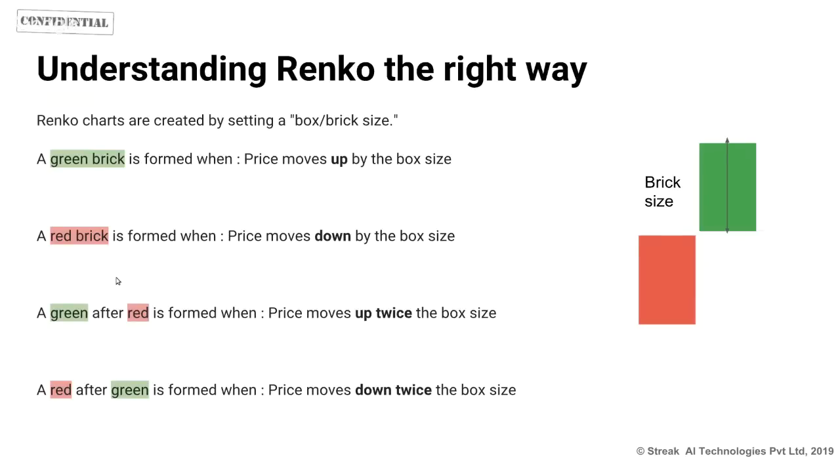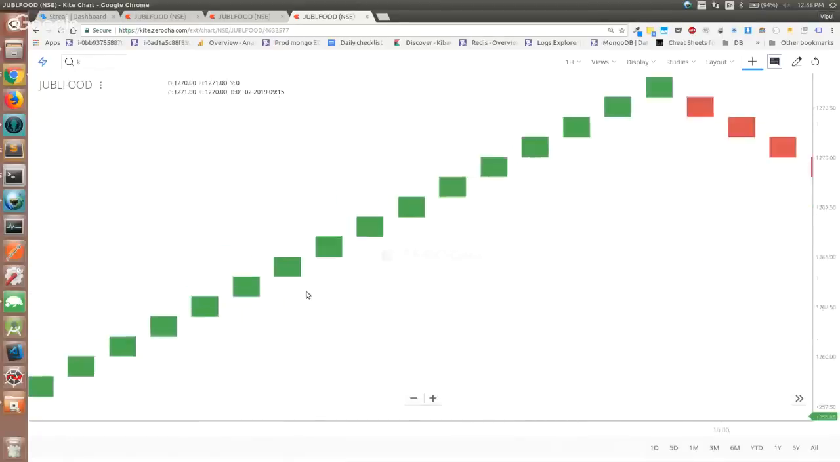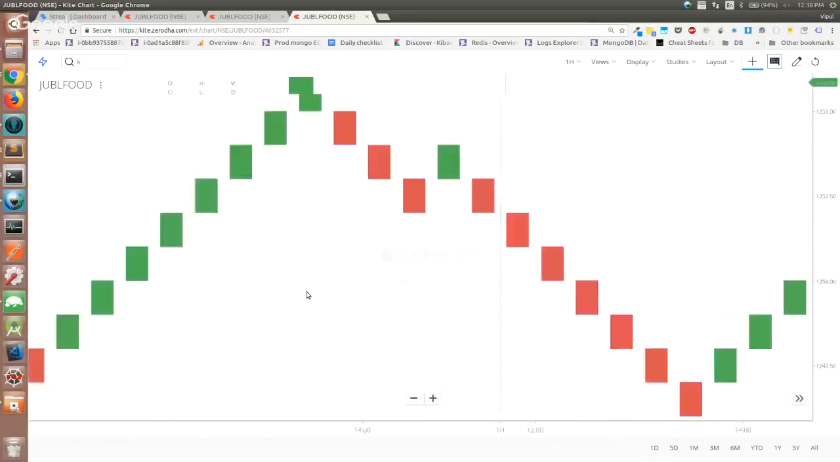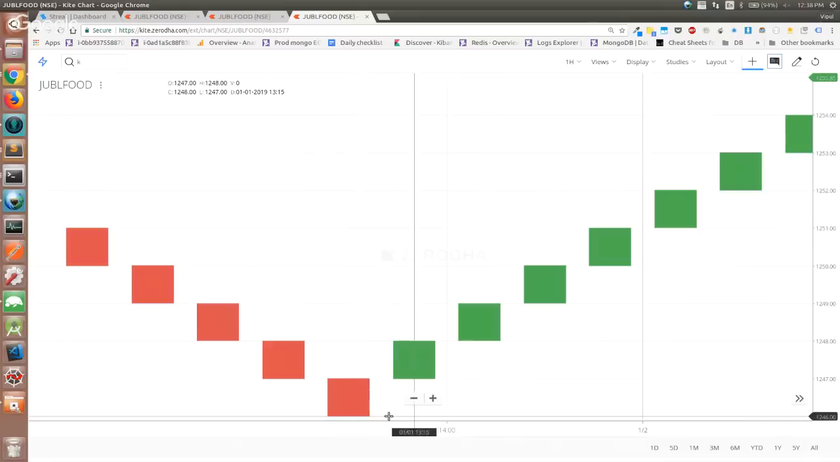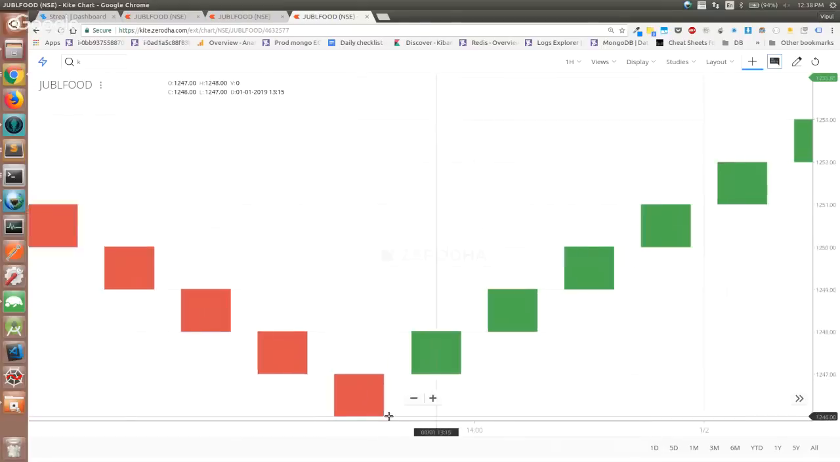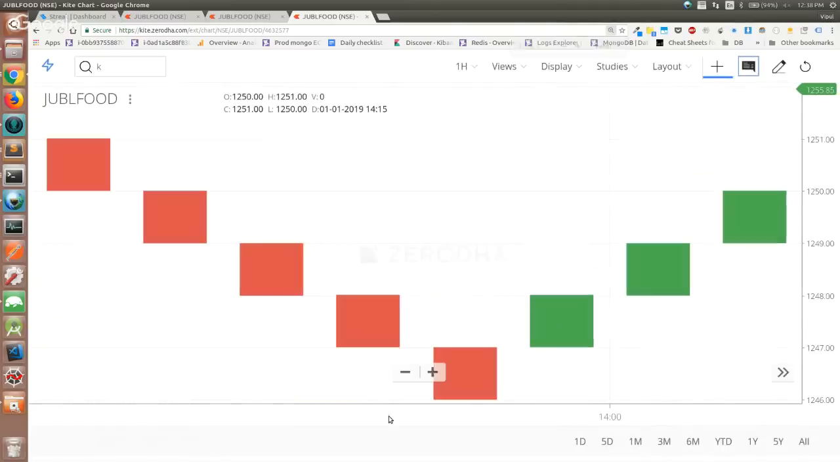Now one key thing which needs to be kept in mind is that a green after a red forms after twice the movement of a brick size. What I mean by that is, let me go here and show you this. This red bar formed when the price reached the bottom of the screen. Let me zoom in a bit more for people who are facing difficulty visualizing it.